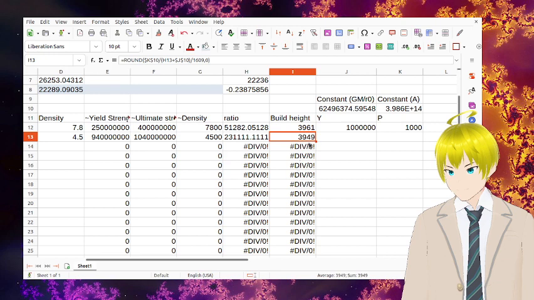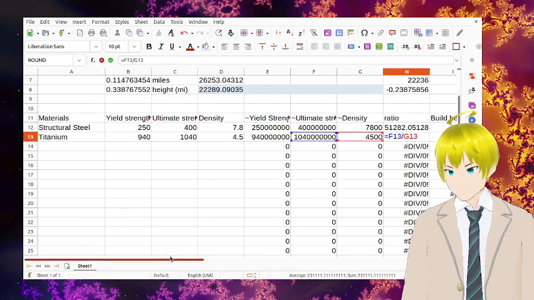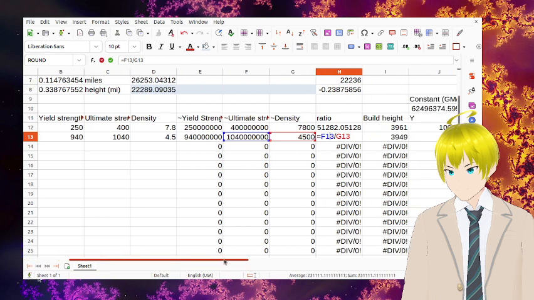So 3,000, a little bit shorter actually. Surprisingly, even though its yield strength is higher, its density is lower, so the ratio between ultimate strength and density is pretty much the same.